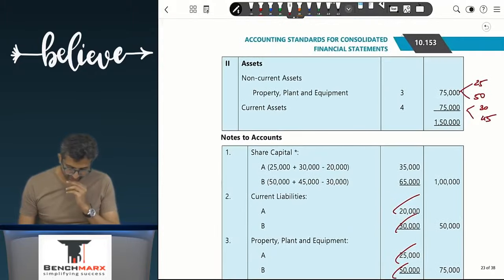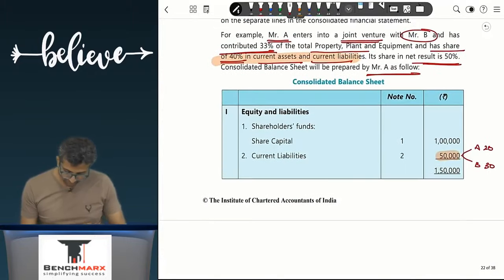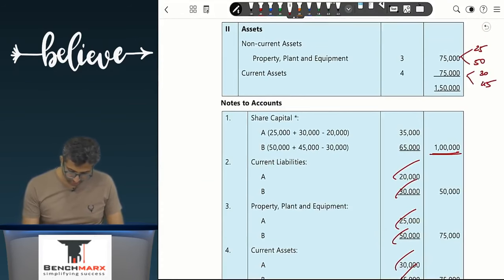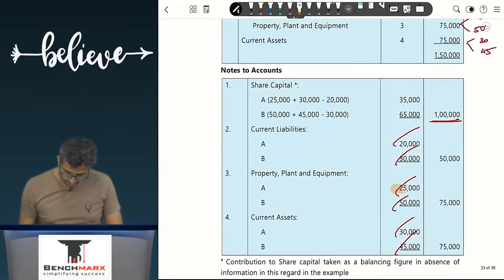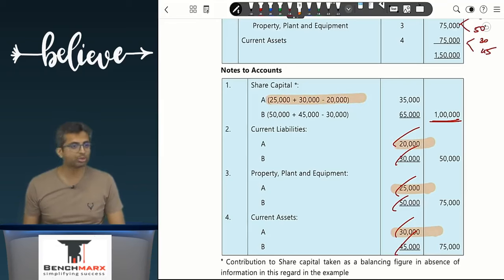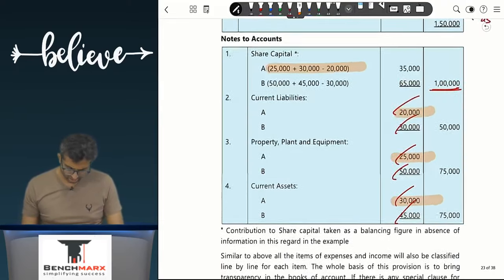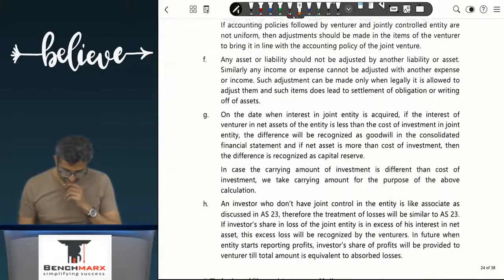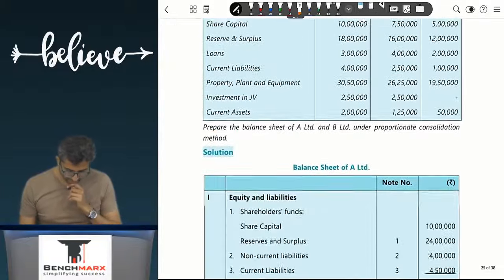Achha, what will the share capital be? Well, you have been told that they have contributed 33% and the share of profit. So, whatever comes, share capital is 1 lakh, individually whatever you have contributed, 25 plus 30 minus 20 will be attributable to A and the remaining will be attributable to B. Okay. So, that takes care of this working. Now, this illustration 4 is done.